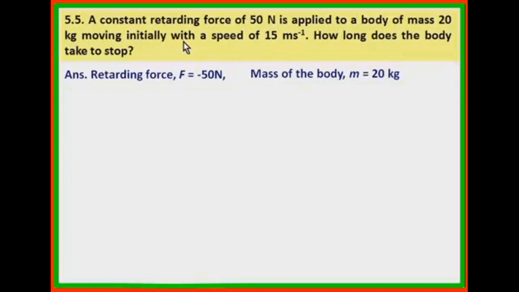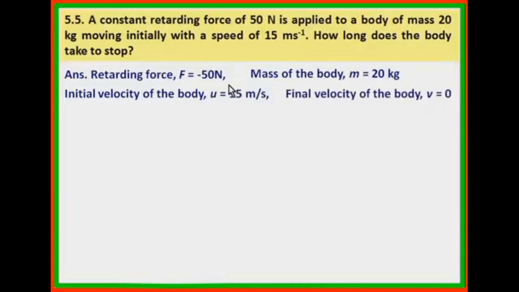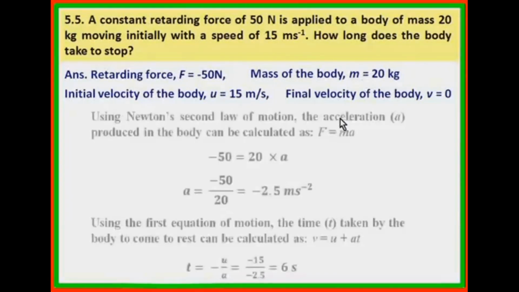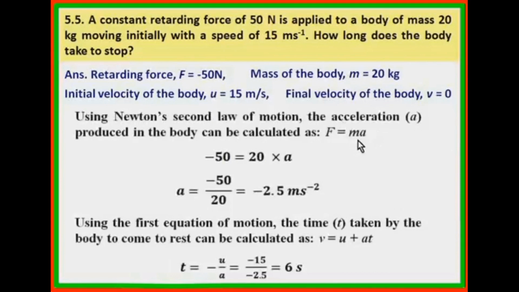And mass of the body is 20 kg with the speed 15 meter per second. That means that is our initial speed. Now we have to find how long the body takes to stop. That means we have to find the time. For that we need the final velocity. The hint over there is the body is going to stop, so final velocity is 0. The force we know, which is minus 15 Newton. Initial velocity we know, and the mass also we know, the final velocity also we know.